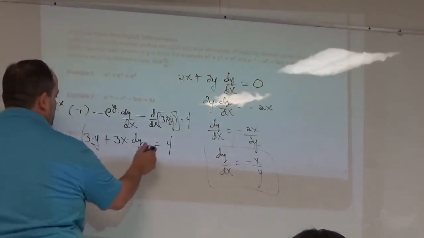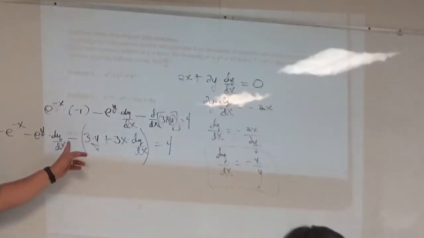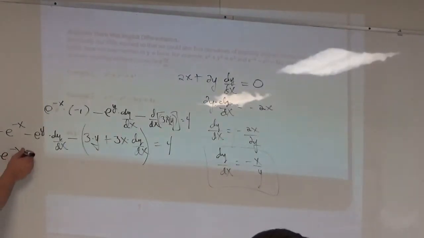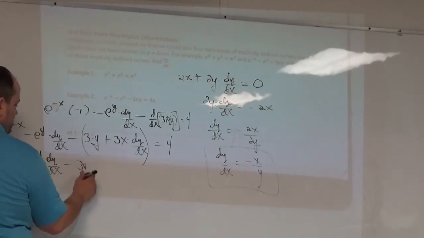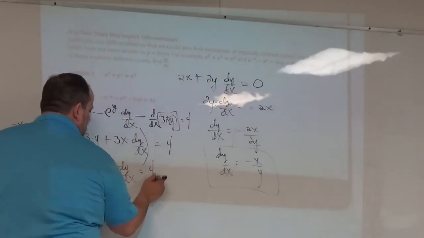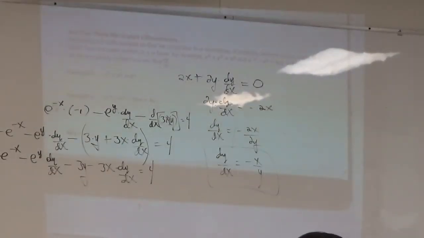We need the parentheses because what we're saying is minus the derivative of that 3xy, so I need that negative to get distributed through. If you distribute that through, now we've got negative e to the negative x minus e to the y dy dx minus 3y minus 3x dy dx is equal to 4. That's good. That's great. We haven't figured out what dy dx is yet, but man, we are close. I don't know if anybody else can smell it, but I can. Marilyn, what do you got?